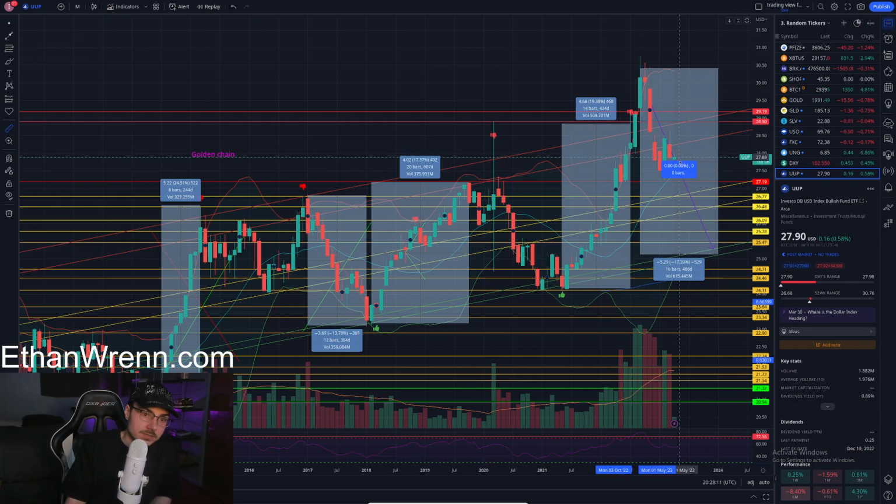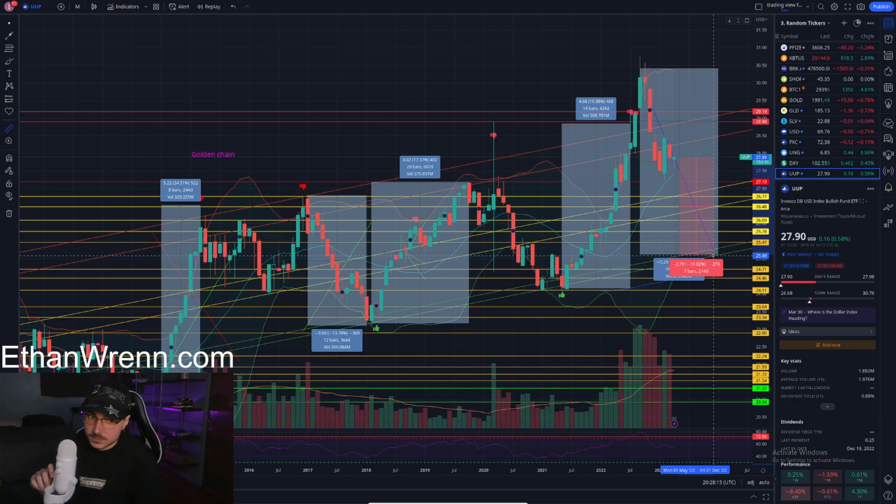From its current price point, the US dollar is projected to depreciate as much as 10%, which again, in a currency is absolutely massive. If we were just talking about a company, okay, 10% may not seem that big, but when you're talking about something like the US dollar, it's kind of a big deal.